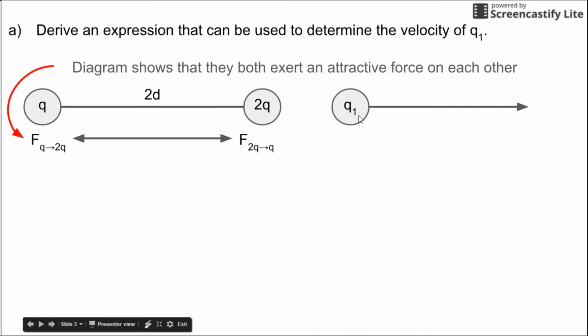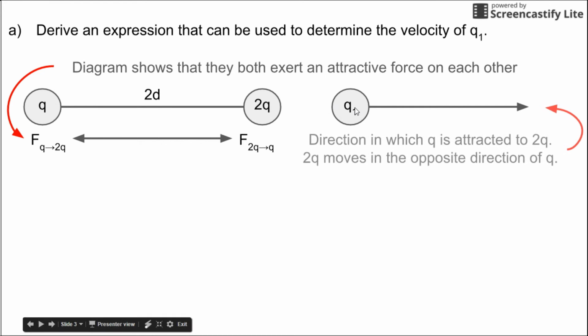Now, over here is just Q1, which is this particle, and it shows the direction in which it is attracted and essentially the direction in which it will move after t is equal to 0. So keep in mind that when I say we're talking about the velocity of Q1, we're really talking about the final velocity of Q1. This would be the opposite if we're talking about 2Q, where it would move in this direction.